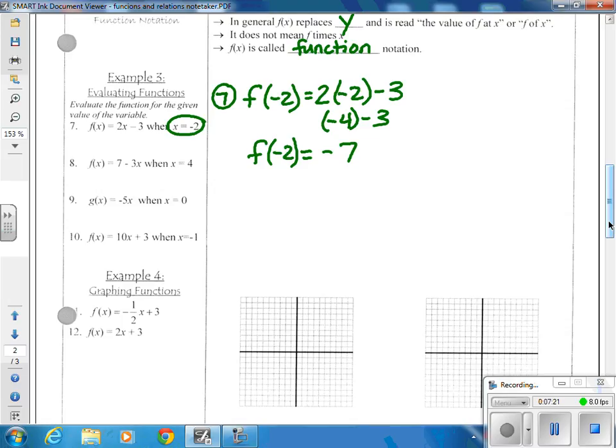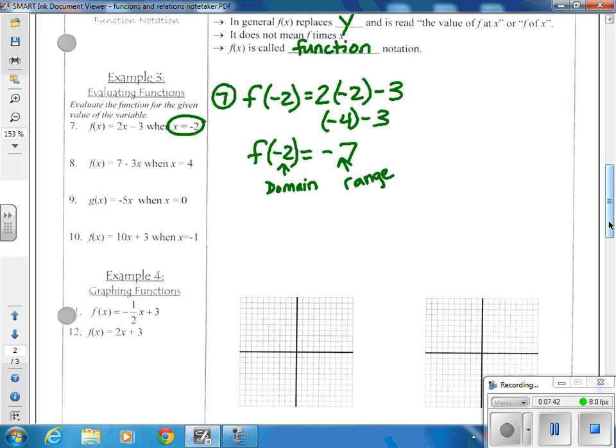So your domain is your negative 2, that's also known as your input, and the negative 7 is your range, because that's your output. Okay, now you don't have to identify domain and range for each one, but that's how this works. We can do a lot more with those two numbers, and we'll talk more about them in class as we go along and through some of these other examples.